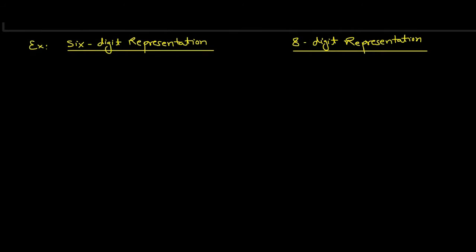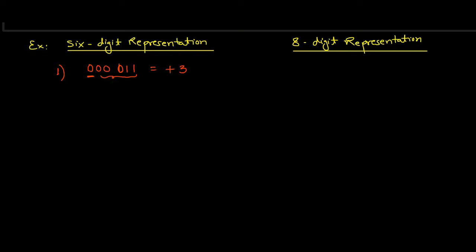In 6-digit representation, 6 digit means 6 bits. So for example, we take 0 0 0 0 1 1. Here the sign bit is 0, means it is positive value, and this binary number represents 3, so it is plus 3. So this is a 6-digit representation number, that is plus 3.